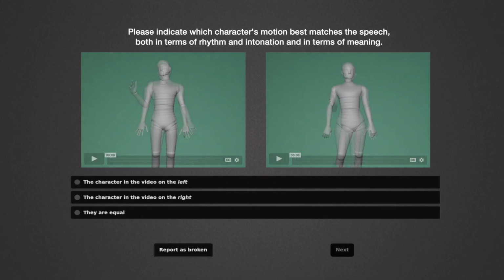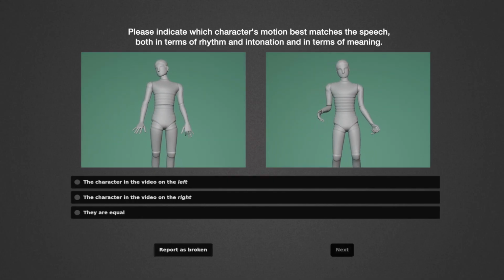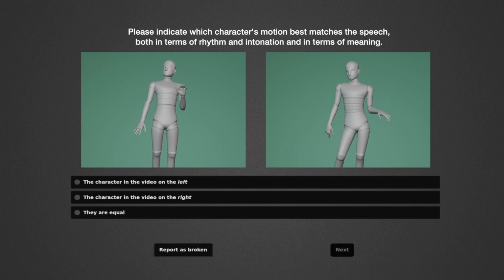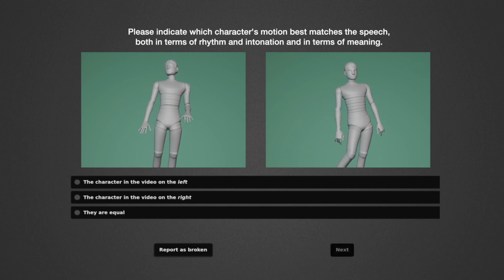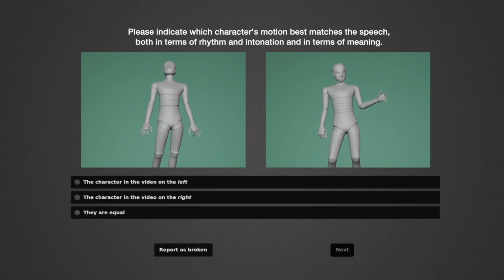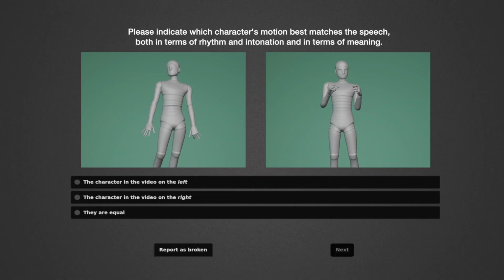And again, this is usually calculated using a user study, asking a number of participants to choose between two videos which one is more appropriate for the given speech.